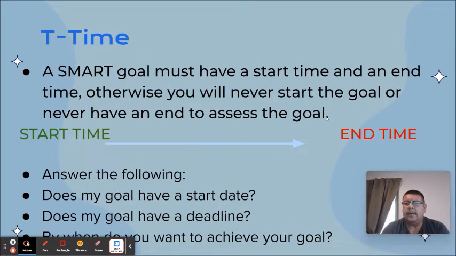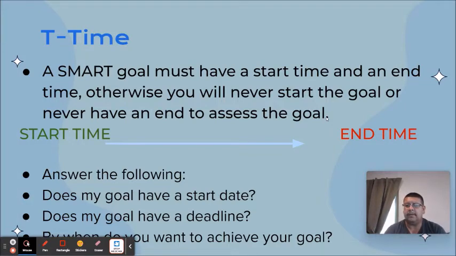Time. In other words, time bound. A SMART goal must have a start time and an end time. Otherwise, you will never start the goal and you're never going to have an end to assess the goal. So you should know when you're going to start the goal and when your deadline is. When is that last day that you're going to achieve the goal?